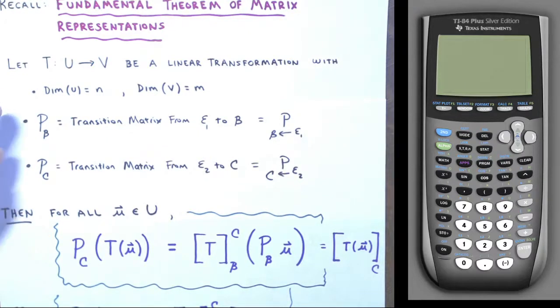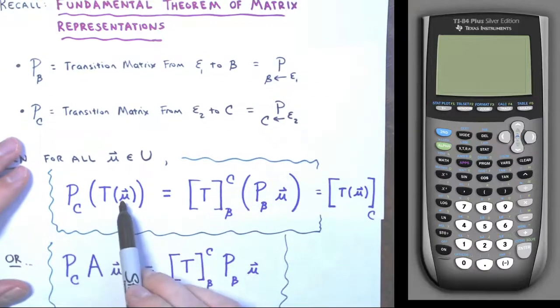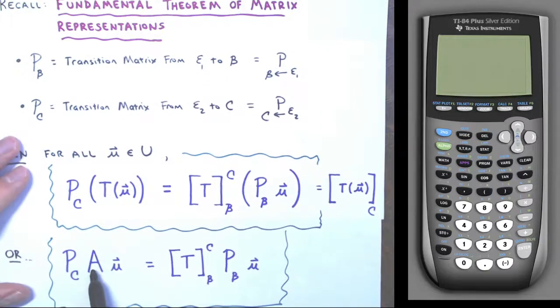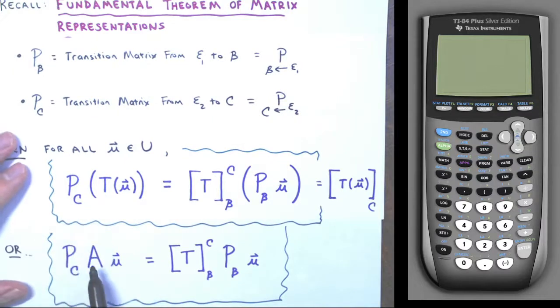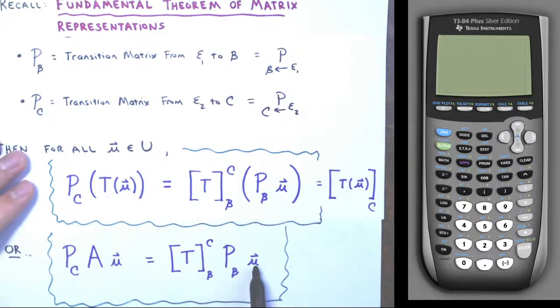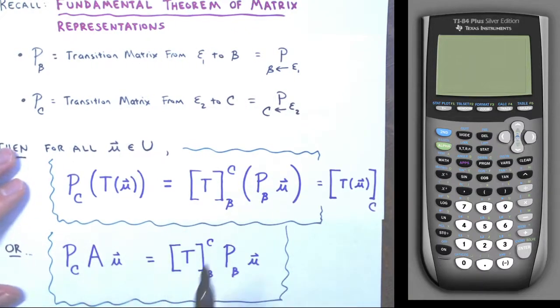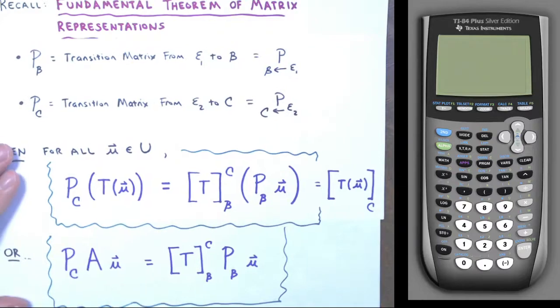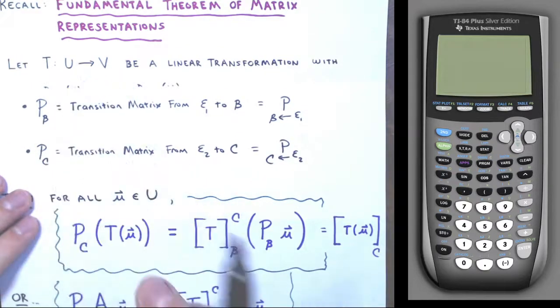And if you'd like to get the standard matrix involved, remember T of U is equivalent to the standard matrix A times U. So we could say also that P sub C times A times U should be equivalent to T sub BC, the matrix representation of T with respect to bases B and C, times P sub B times U. All right, so this was called the fundamental theorem of matrix representations. And this applied to any linear transformation.